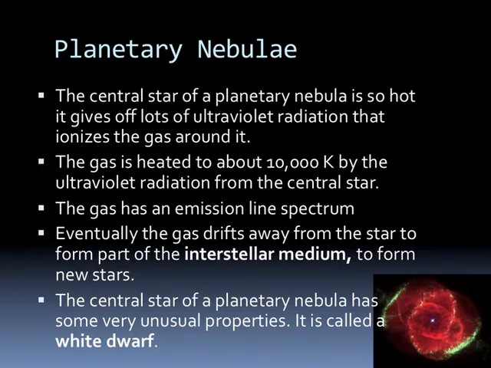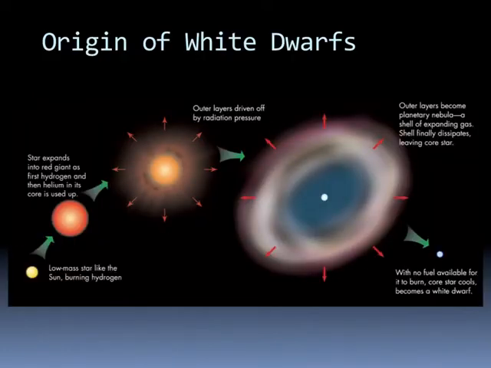The central star of the planetary nebula has some very unusual properties. It's called a white dwarf. So how do we get white dwarfs? We have a low-mass star like the Sun. It's burning hydrogen. It expands into a red giant as the hydrogen and then helium is used up, and the outer layers are driven off by this radiation pressure. The outer layers become a planetary nebula, which is just a shell of expanding gas that dissipates, leaving the core star. So with no fuel available for it to burn, the core star cools and becomes a white dwarf.